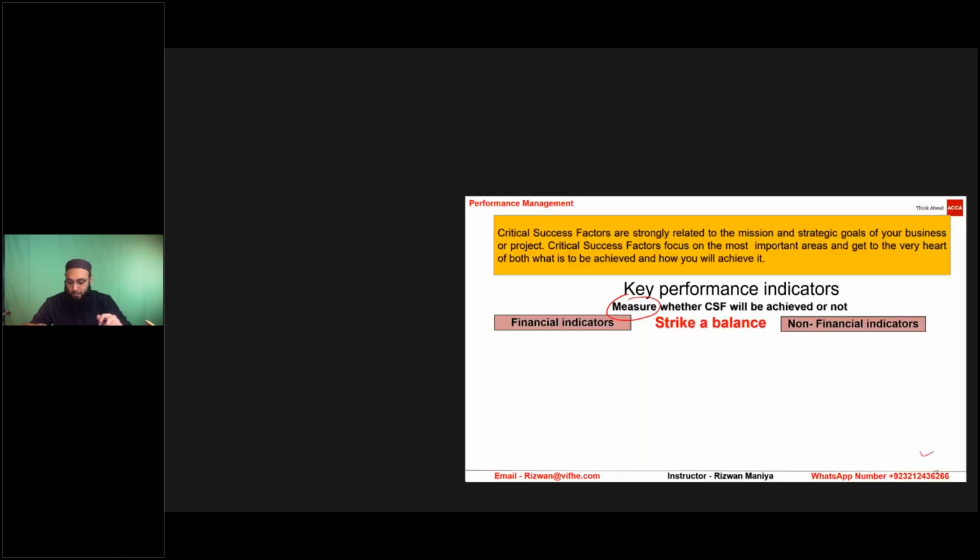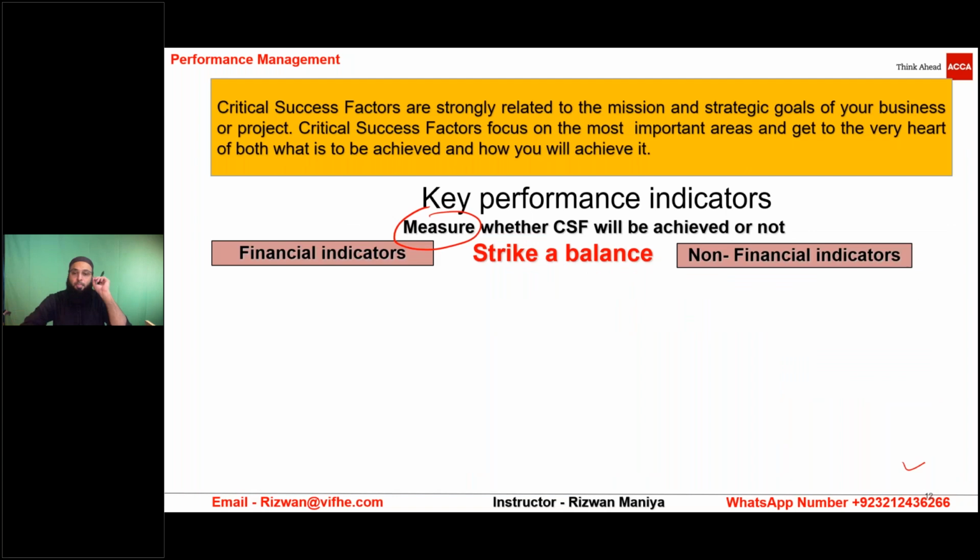So considering this, there is a good group of KPIs. Like if I say financial performance indicators, so many. You can say ROS indicates profitability. Operating profit margin gives you an idea of profitability in relation to sales. You have liquidity ratios like current ratio and quick ratio that give you an idea about the liquidity of the organization.